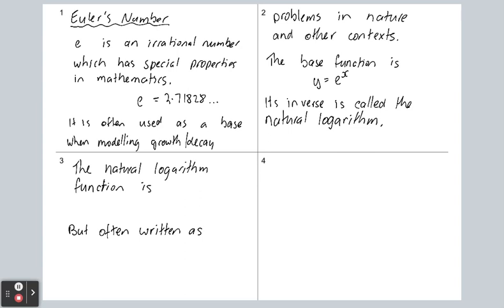So it shouldn't be too much of a stretch for me to fill in the gap here. Log base e of x is how we would write the natural logarithm function. But it is such a common logarithm. There's two really common logarithms. Log base e is one of them.